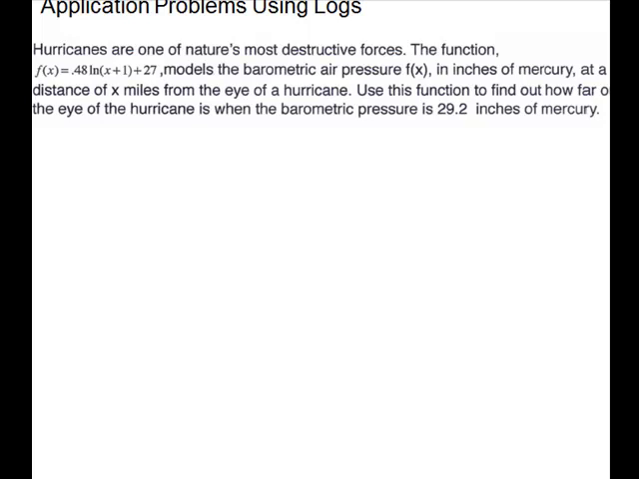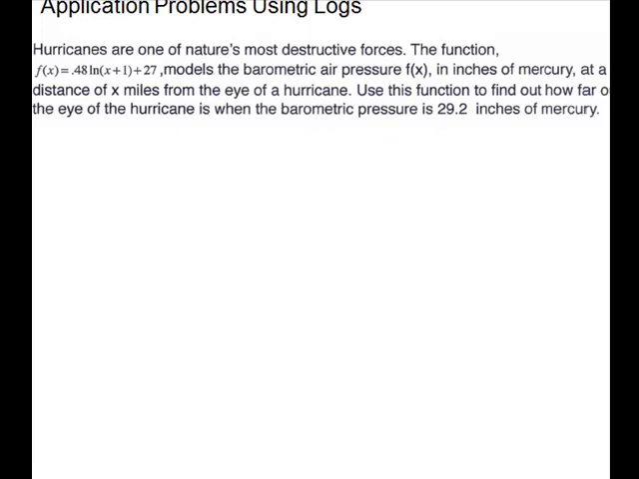We're going to look at a couple more application problems in this video. So our first one says hurricanes are one of nature's most destructive forces. The function models the barometric pressure f of x in inches of mercury at a distance of x miles from the eye of the hurricane. Use this function to find out how far the eye of the hurricane is when the barometric pressure is 29.2.